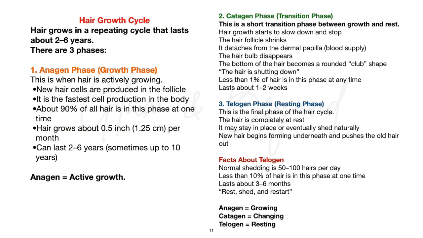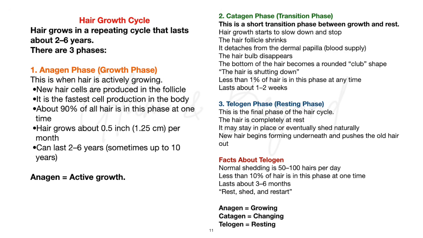Let's talk about the hair growth cycle. Hair grows in a repeating cycle that lasts about 2 to 6 years. There are three phases. Phase 1 is the anagen phase, the growing phase. This is where the hair is actively growing. New hair cells are produced in the follicle. It is the fastest cell production in the body.